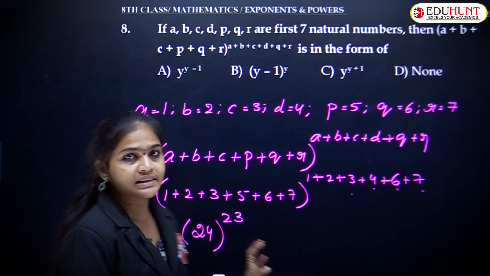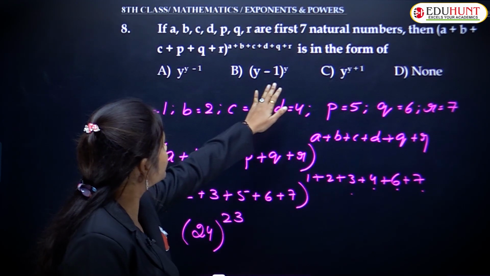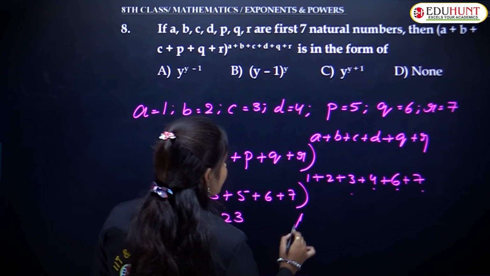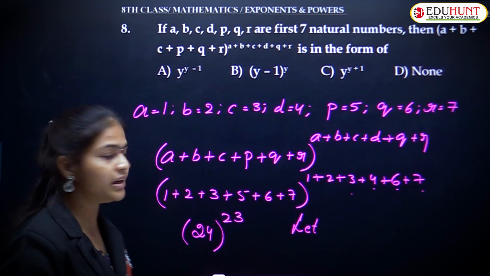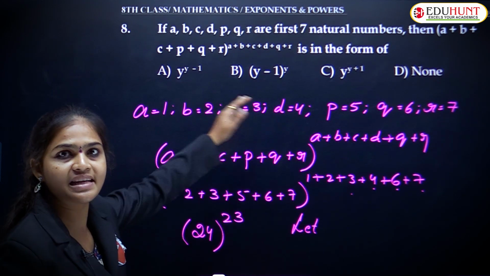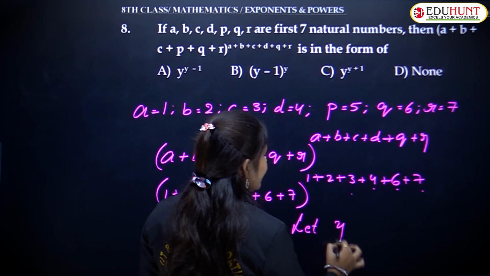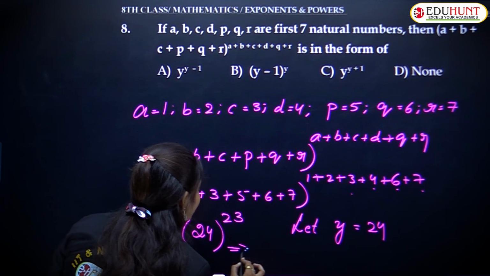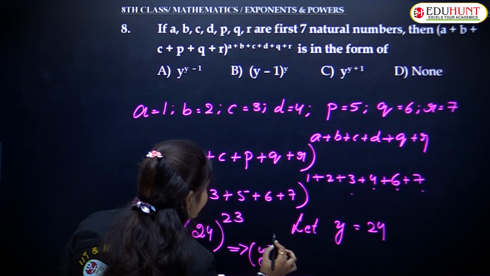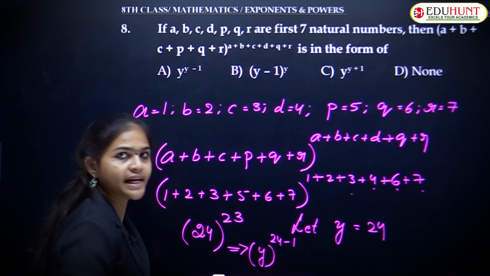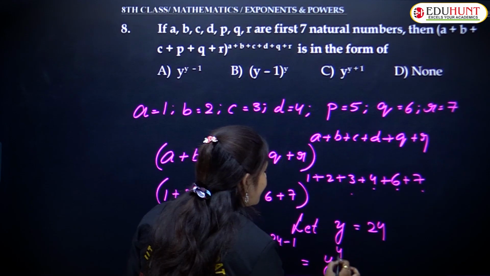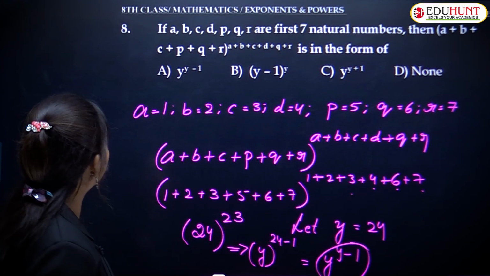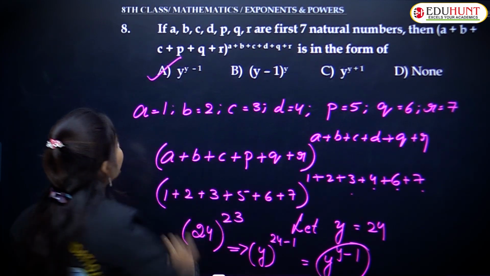Children, see here. Actually, these options are given in a certain way, so let us take 24 is equal to y as per the options. Up to that question, this is the answer, but the options are given differently. So let y is equal to 24. At that case, we can write 24 power, 24 minus 1. Shall we write like that? So y power y minus 1 is the answer. 24 power 24 minus 1 is 23. So y power y minus 1. So option A is true here.